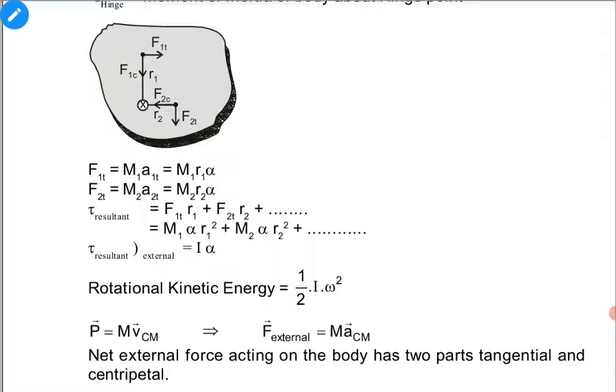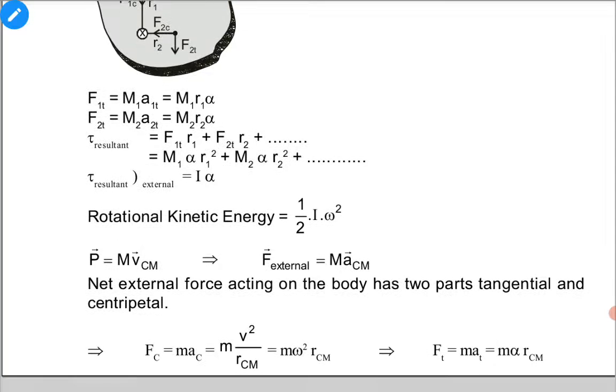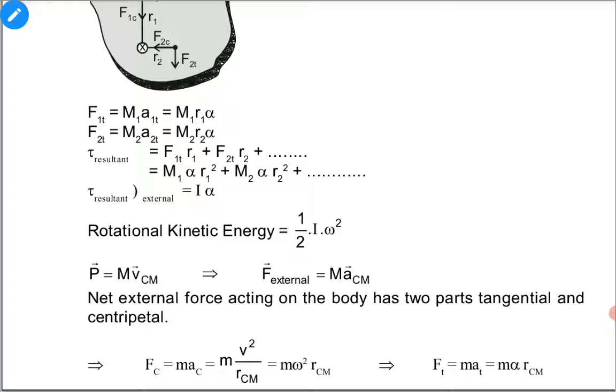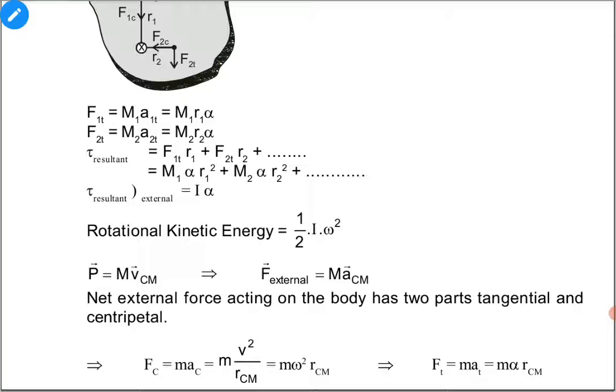Torque resultant equals F1t R1 plus F2t R2 plus so on, that is M1 alpha R1 square plus M2 alpha R2 square plus so on, which equals I alpha. So the resultant external torque equals I alpha. Rotational kinetic energy equals half I omega square. Omega is the angular velocity, I is the moment of inertia. Momentum equals m into velocity of the center of mass. F external equals m into A_CM.